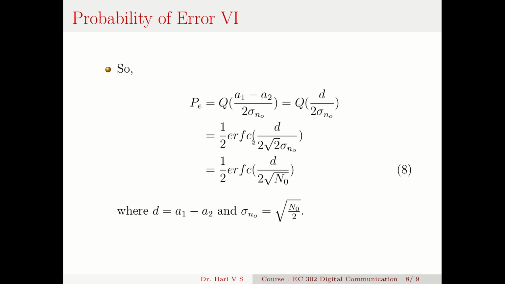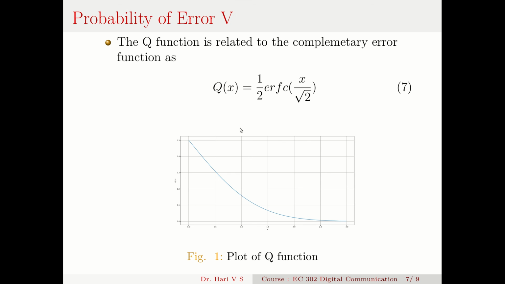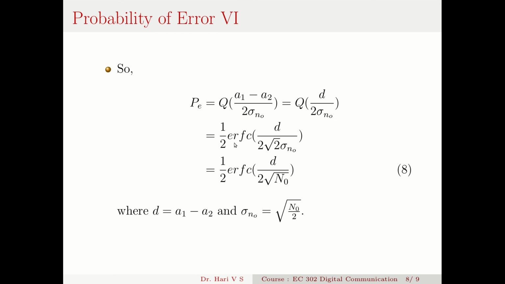It becomes half of erfc of d by 2 root 2 sigma_n0, by the earlier relation: Q of x is half erfc of x by root 2. And we know that sigma_n0 is from additive white Gaussian noise, and sigma_n0 squared is N0 by 2, or sigma_n0 is root of N0 by 2. So this root 2 is cancelled, and it becomes half erfc of d by 2 sigma_n0.